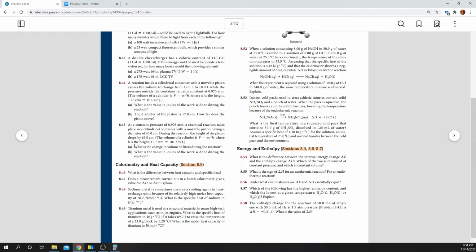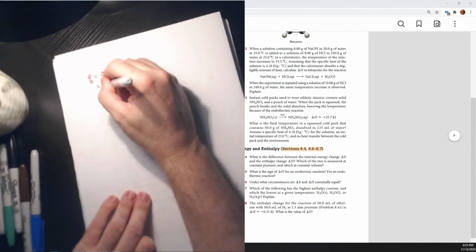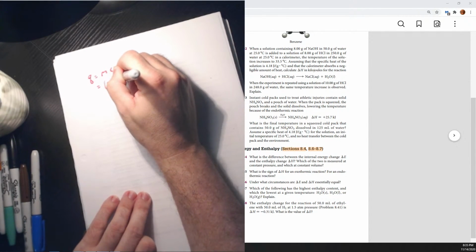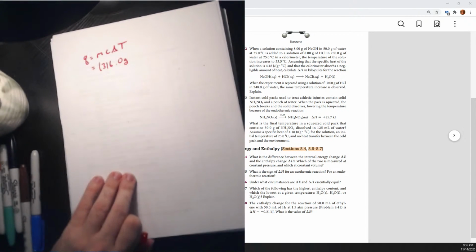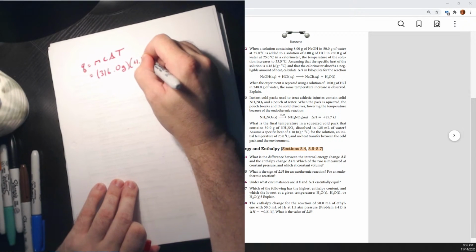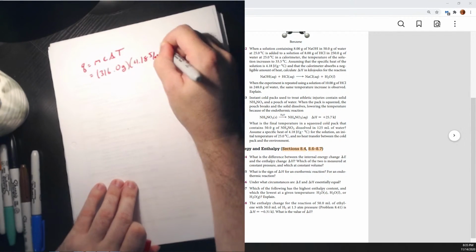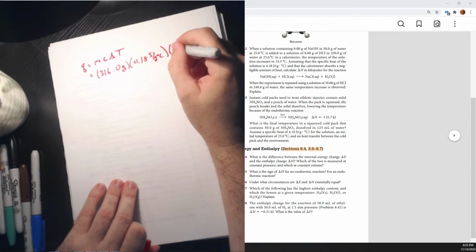First up, our total mass is 316 grams. Q equals mc delta T. Our total mass is 316.0 grams. That's the mass of the two waters and the sodium hydroxide and the HCl, and it's 4.18 joules per gram degrees Celsius. And then our delta T is 8.5 degrees.